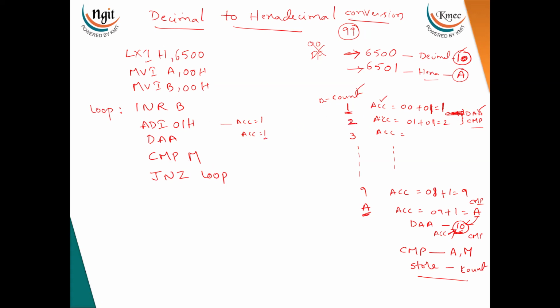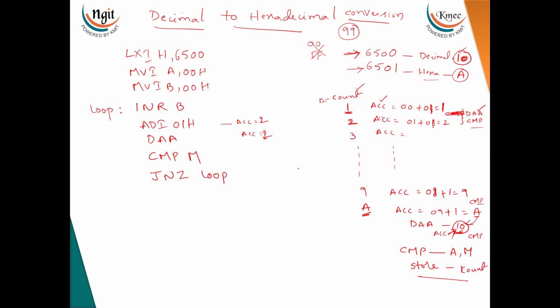So the counter value is incremented to 2 and the accumulator value is added by 1, thereby the accumulator value is 2, that will be converted into decimal. Again the decimal value is also 2, that is compared with the memory location. Now again it is not matching, and we do the addition, and go on.